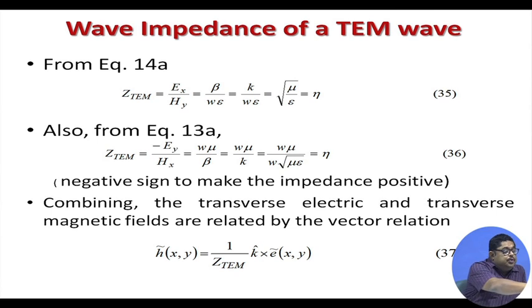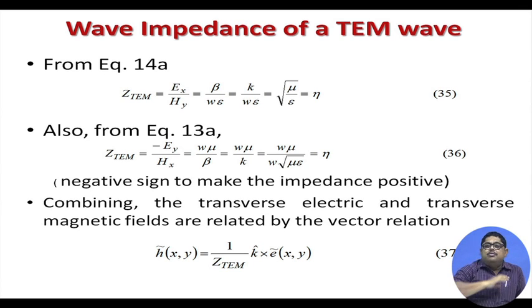Now, you see that this we have seen, this is Ex by Hy, and as I explained, you can also take this ratio as minus Ey by Hx, and that also comes to be eta. So, we can always say that the transverse electric component and the transverse magnetic component of the field, in case of TEM they have only transverse components, no longitudinal component, are related by this. If you know one, you can find the other, provided you know this, which you know from the material structure.